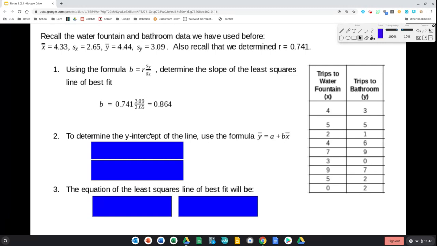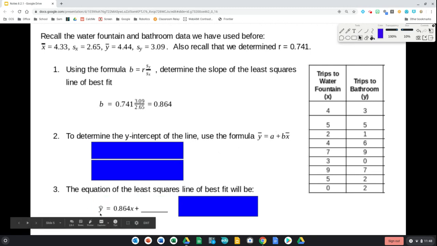So that's our slope. At this point, our equation for our best fit line would look something like this: our predicted value is going to equal 0.864 times whatever the x value is. Now we need to figure out what the y-intercept is, that other number. That's where we're going to use the second formula here: y bar is equal to a plus b times x bar.